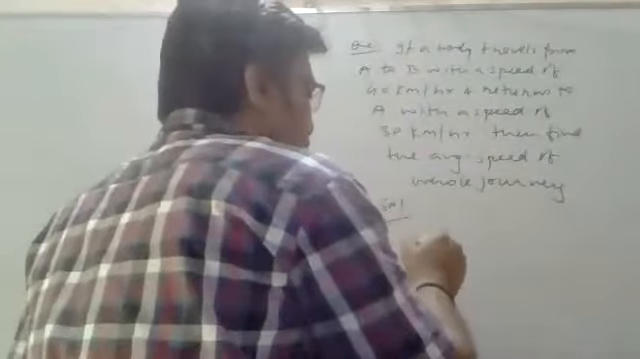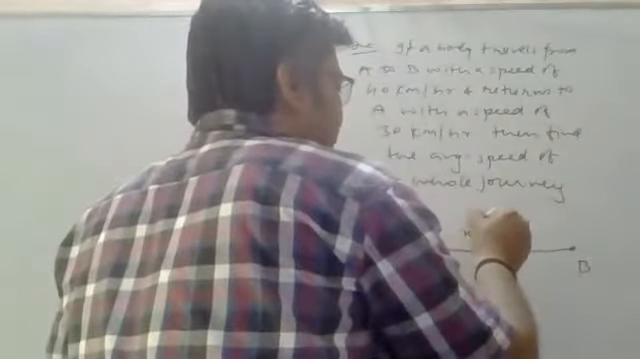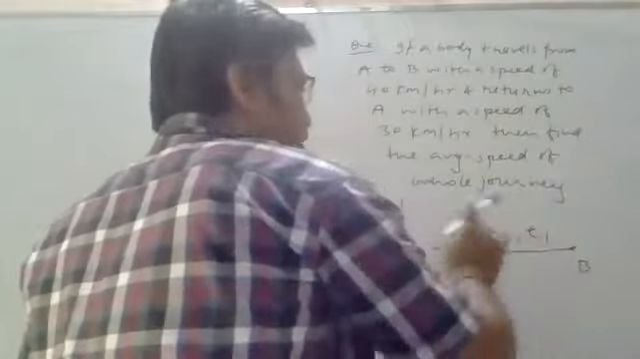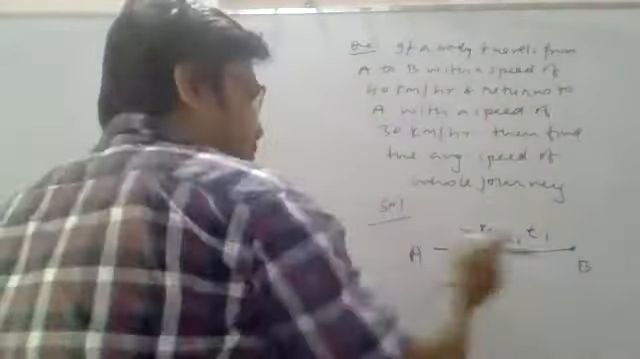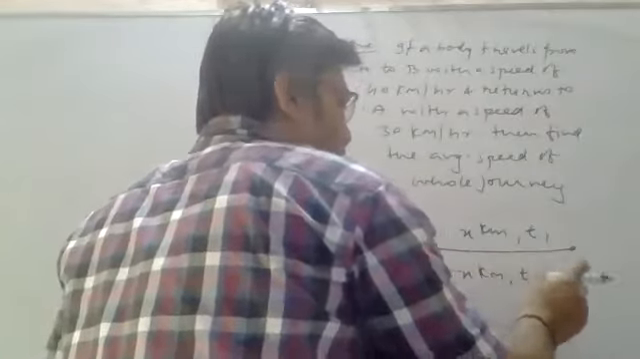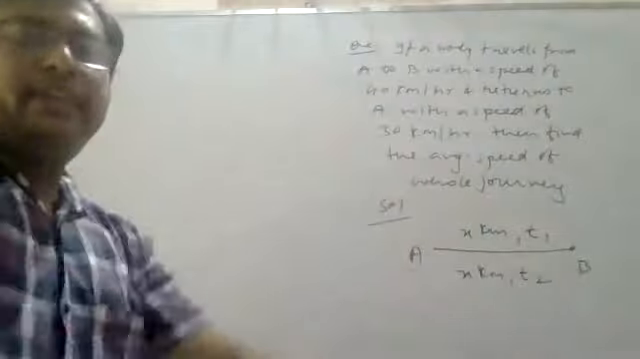See, the particle or object is going from point A to point B. Let's suppose the distance between point A and B is x kilometer, and T1 is the time taken to travel this distance. The same distance x kilometer is available from B to A, but the speed is different. So the time taken to travel from B to A is T2.